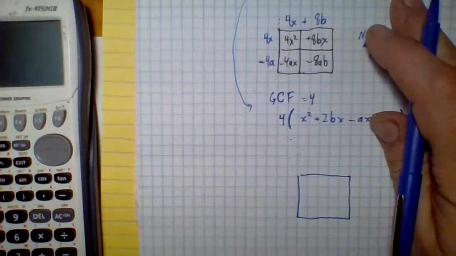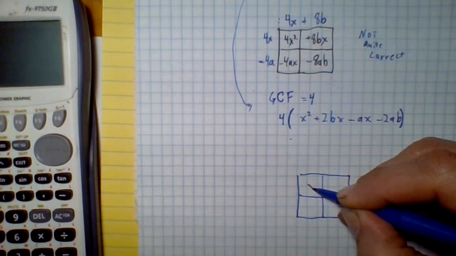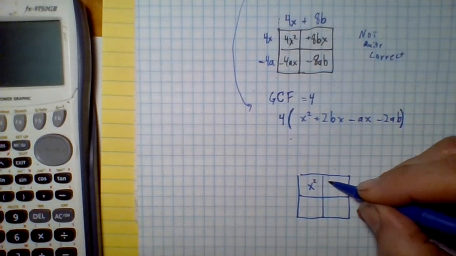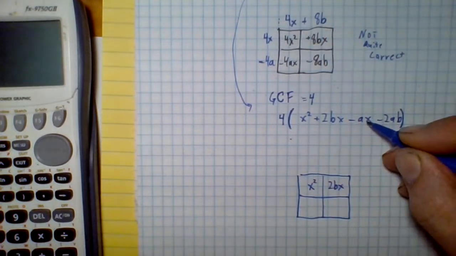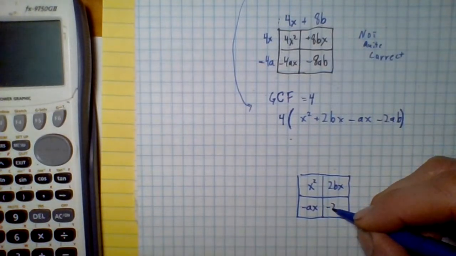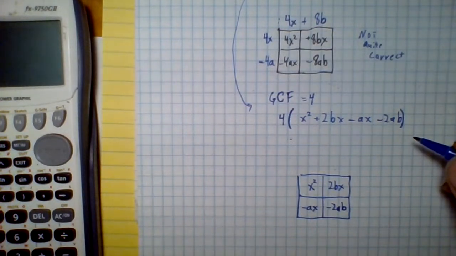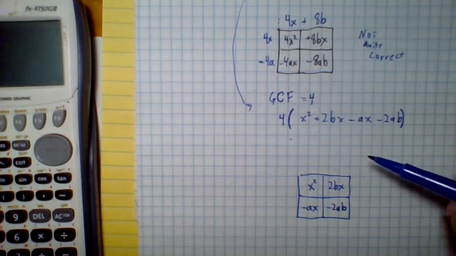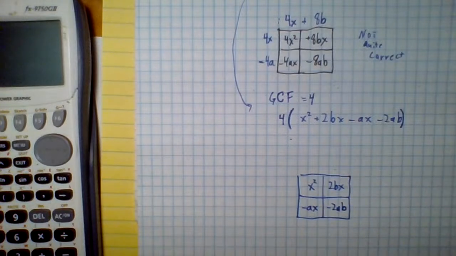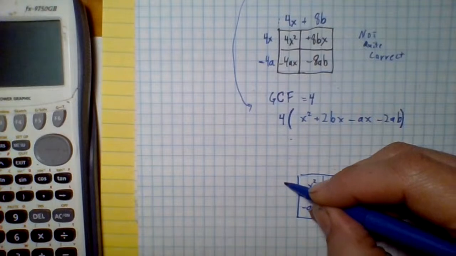Fit this in. X squared, 2bx, minus ax, minus 2ab. Most of this is the same, except we don't have as many numbers in here. Right? It's a smaller thing to deal with. Numbers are -2 and -2. That worked out nice. The letters, well, your GCF here is just the letter X.